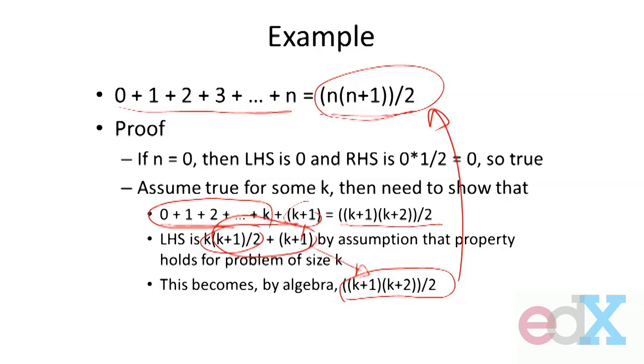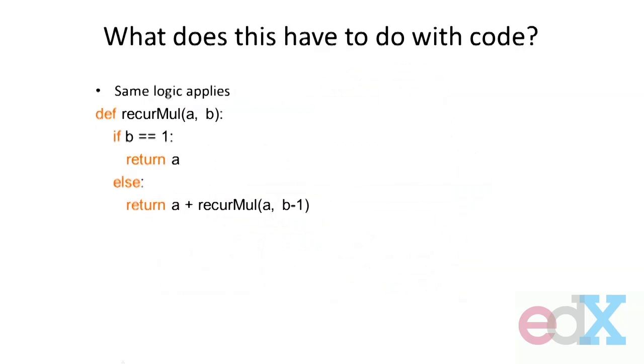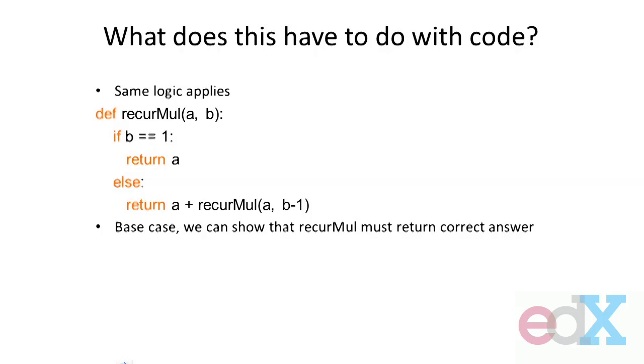Great. What does that have to do with code? Well, the same logic applies to code. There's my recursive mul, and let's look at what we have. In the base case, we can show that recursive mul stops. If b equals 1, it just returns a value, and more importantly, it gives us the right answer. It gives us back a. Okay? A times 1 is just a.